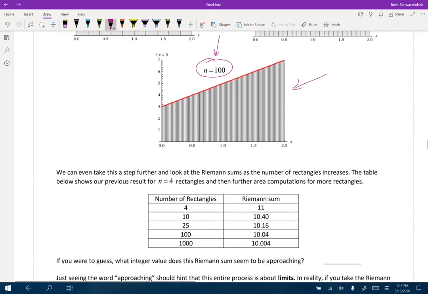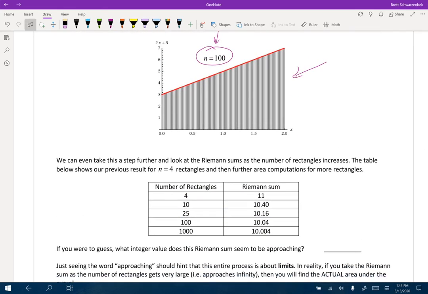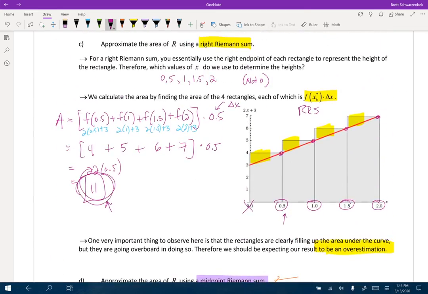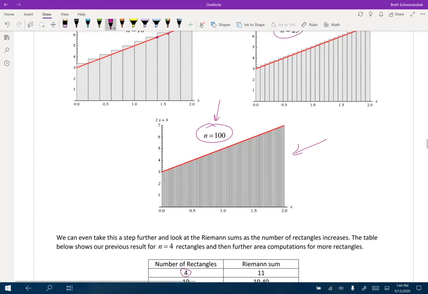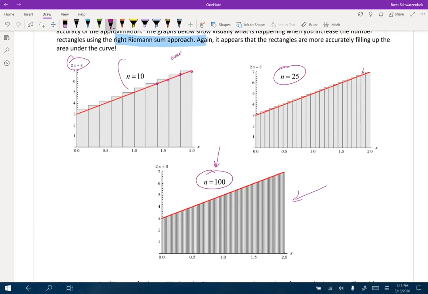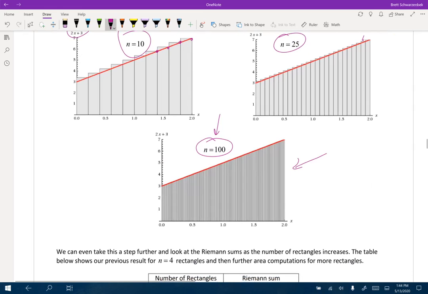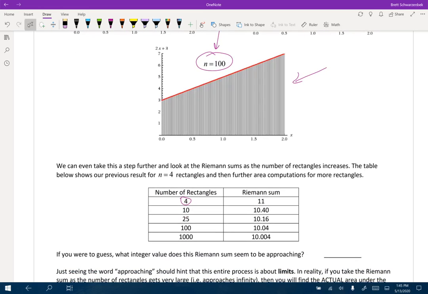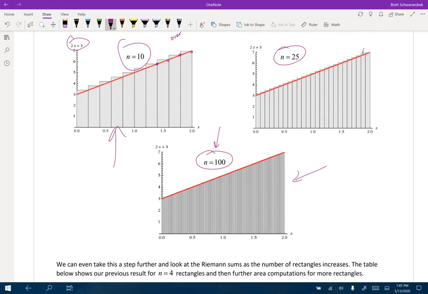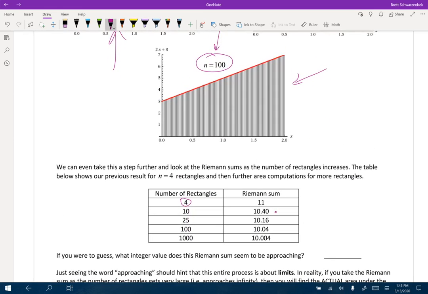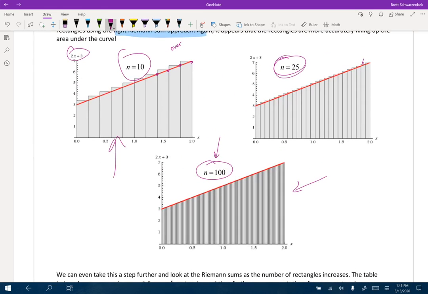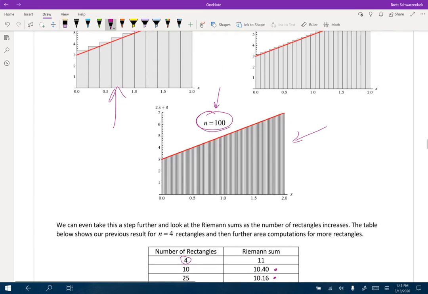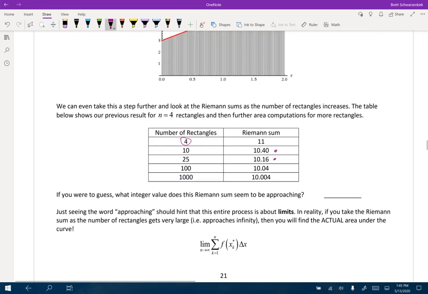So let's take this further. Let's look at the example. So remember, we've already done the calculation for 4 rectangles. I believe we got 11, right? So I put that in the diagram here, in our table. So look at the ones above here, 10, 25, and 100. We don't need to do the calculations. It's too gratuitous. But I did the calculations. So what do we get? If we did 10 rectangles, which is this one, we're going to get a right Riemann sum of 10.40. If we do 25 rectangles, we're going to get a right Riemann sum of 10.16. If we do 100 rectangles, we're going to get 10.04.